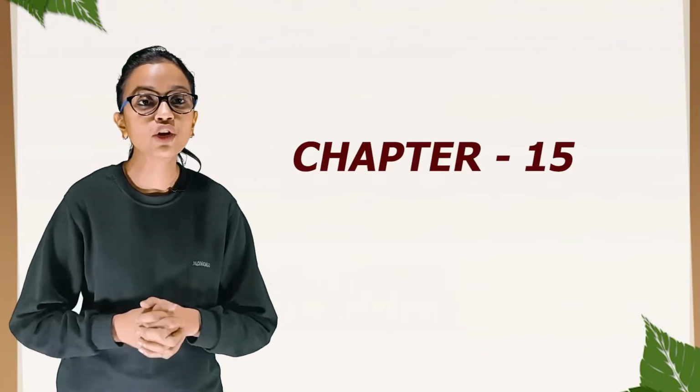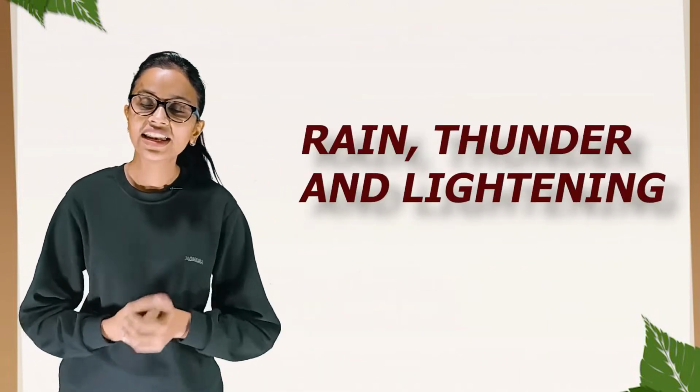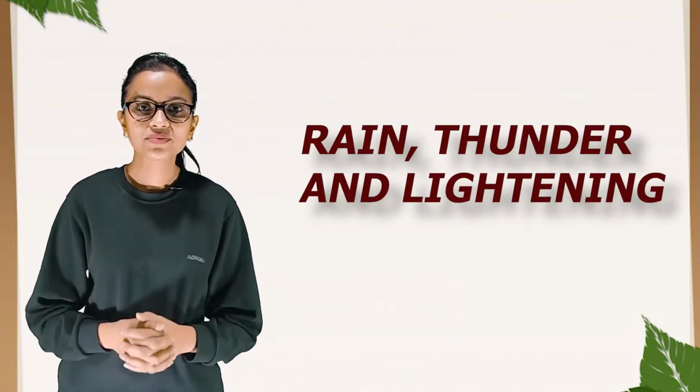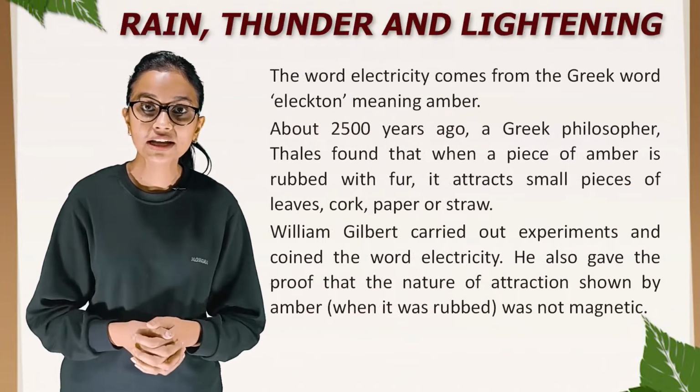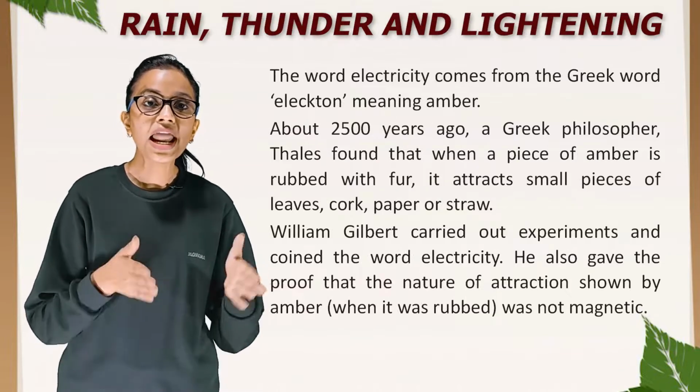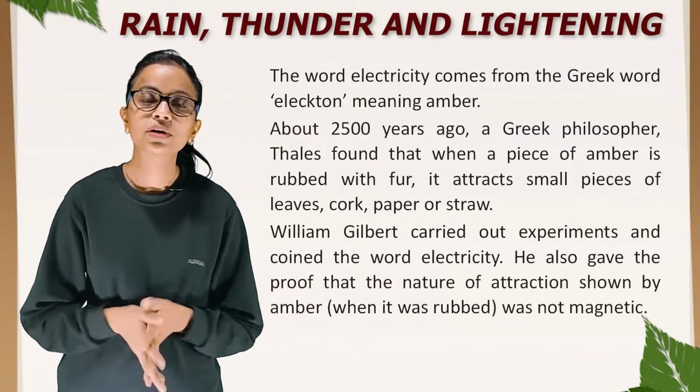Today I am here to start with chapter number 15 of class 8 science, that is rain, thunder and lightning. So, let's start. The word electricity comes from the Greek word elektron, meaning amber.